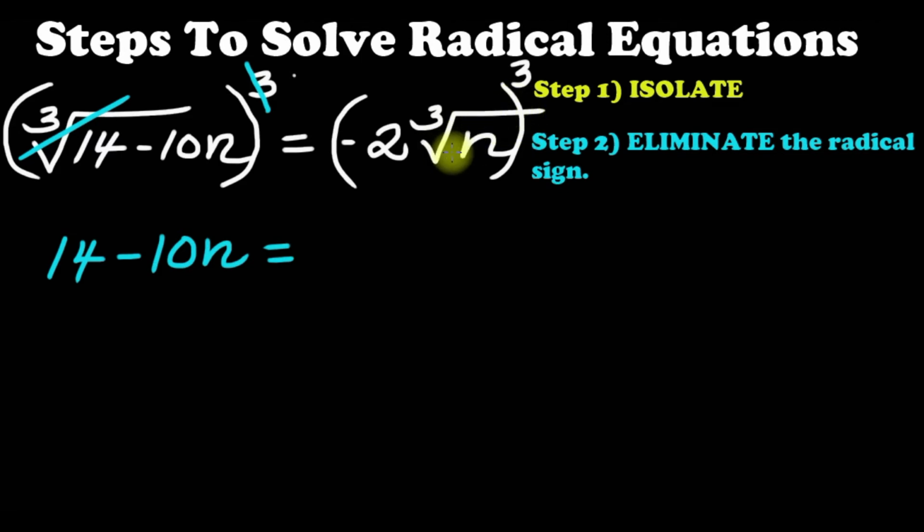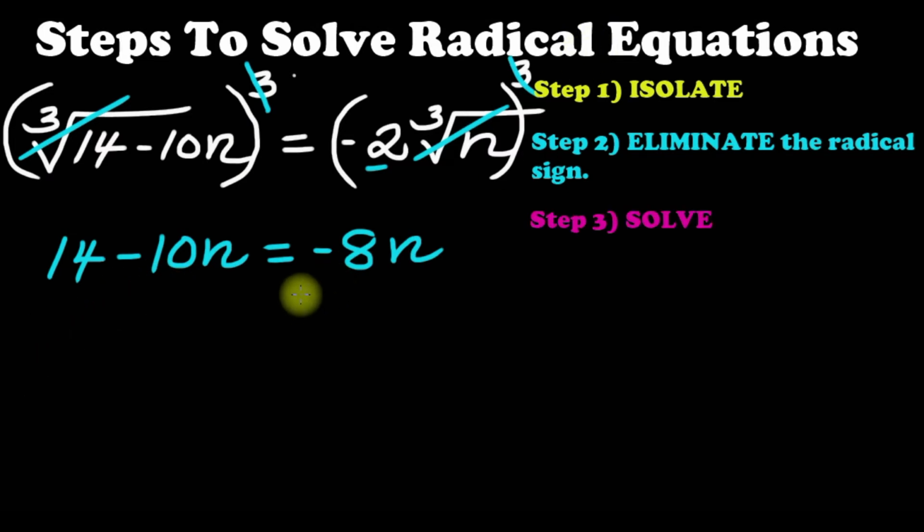And then when you cube this side, negative 2 cubed is going to give you negative 8, because negative 2 times negative 2 times negative 2. And then the cube is going to get rid of the cube root. So you're left with just negative 8n. As you can see now, we're able to eliminate the radical signs by cubing both sides of the equal sign. So now we're going to solve for n.